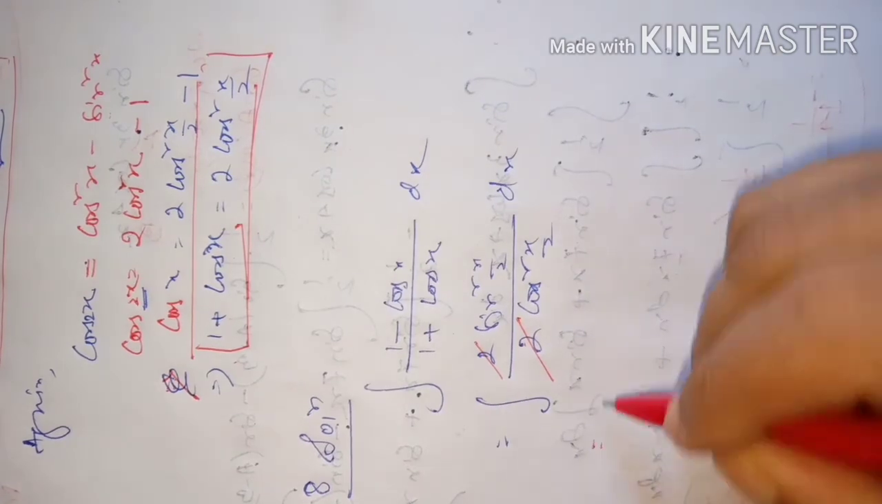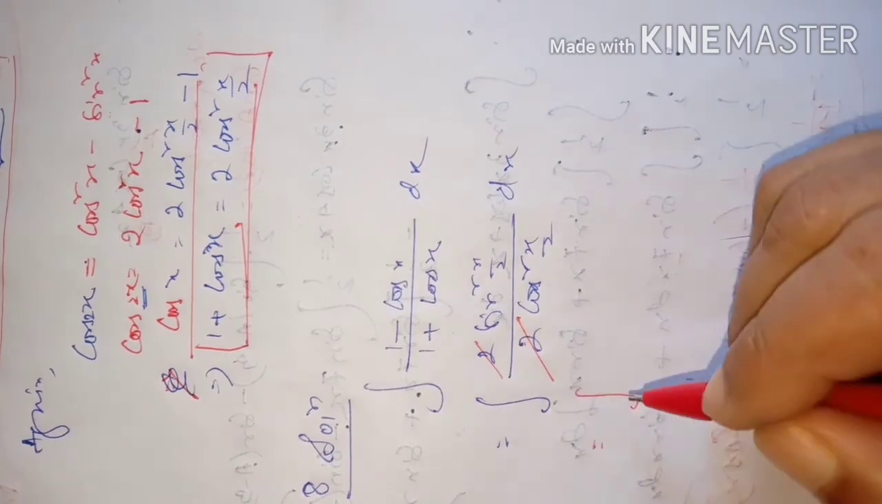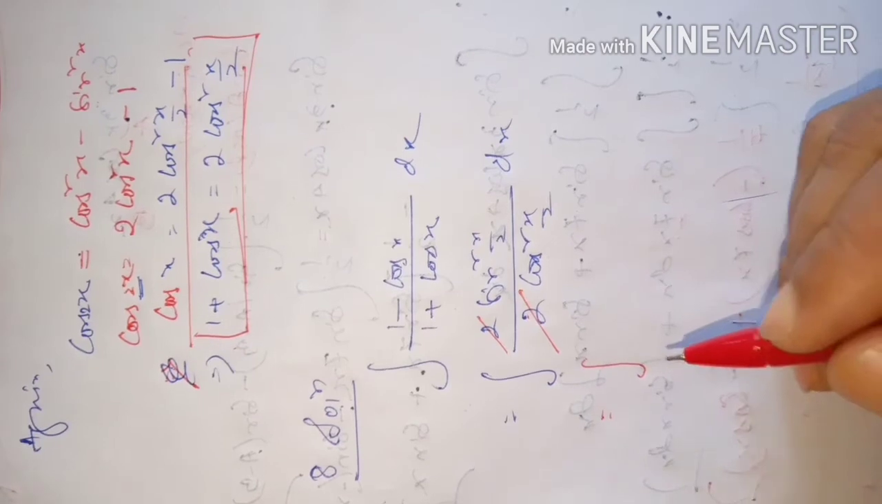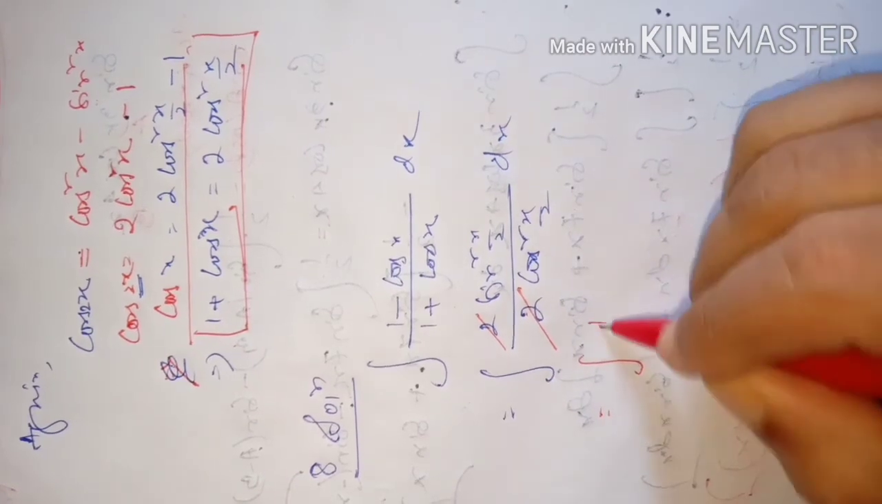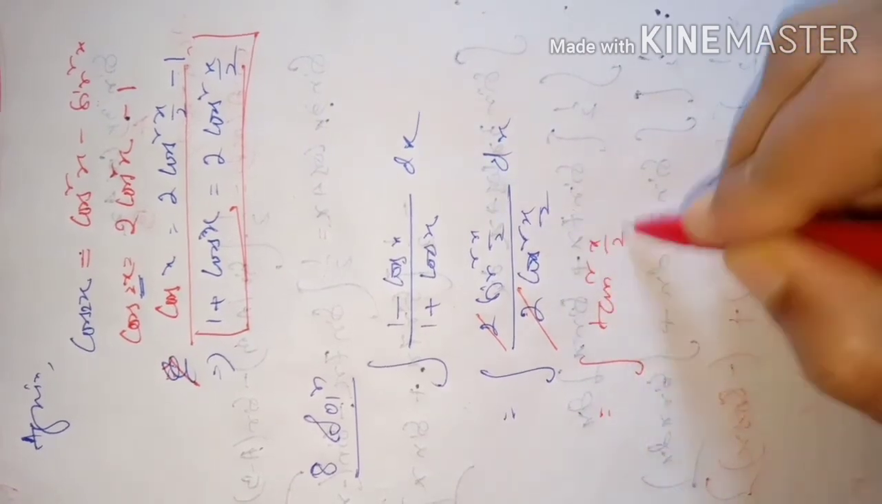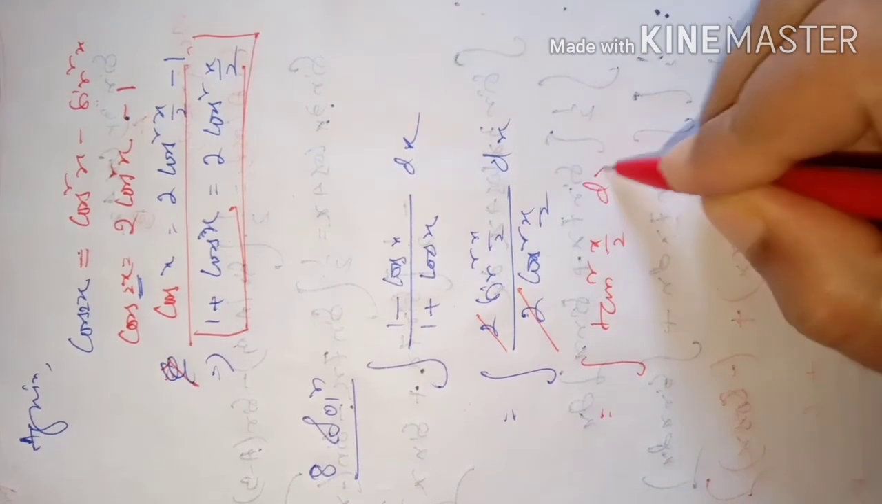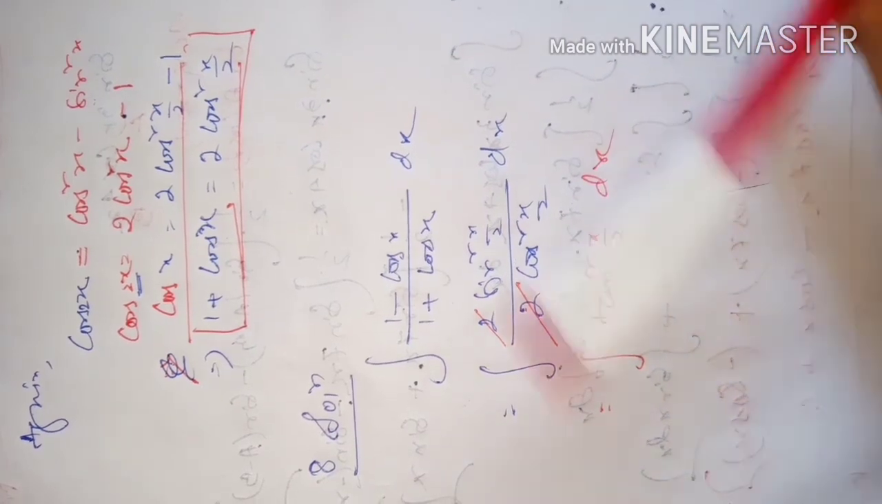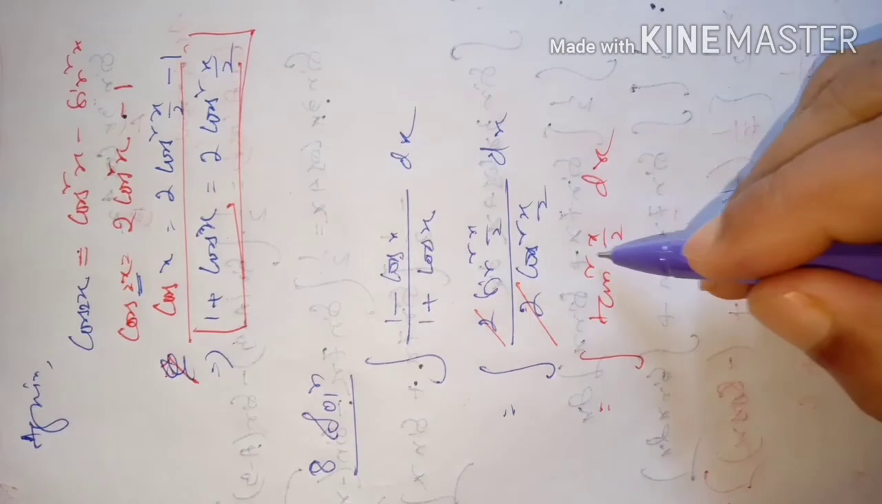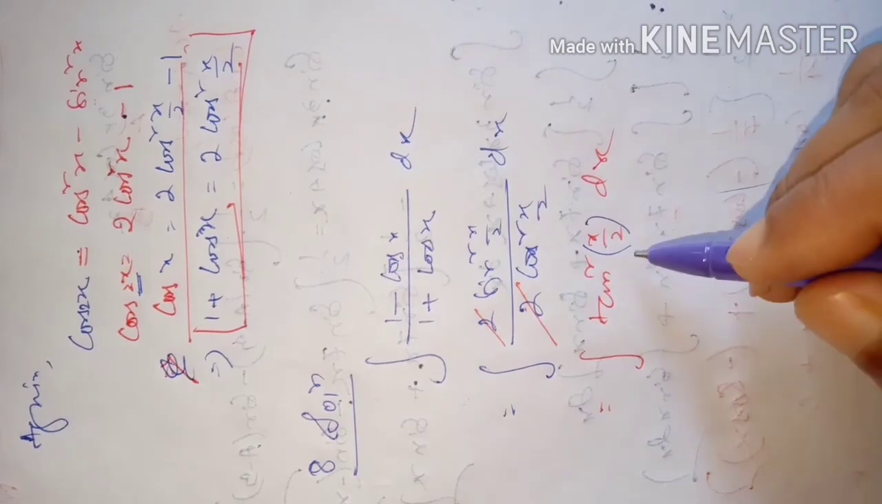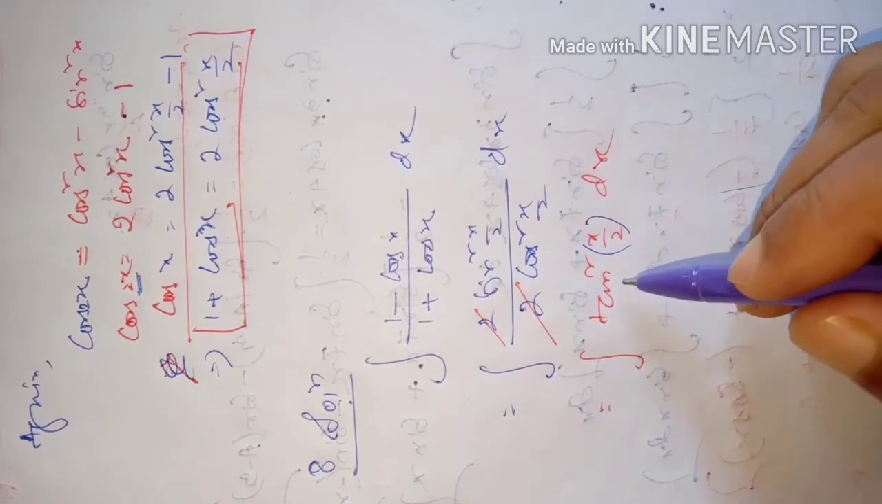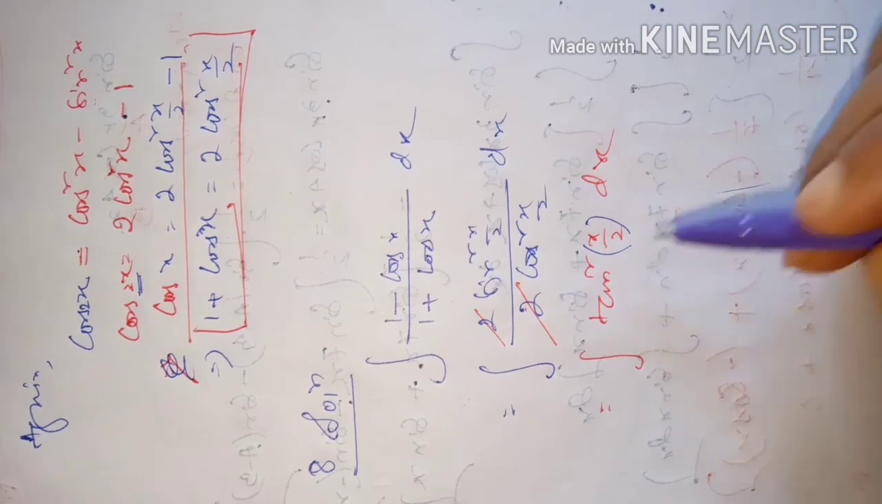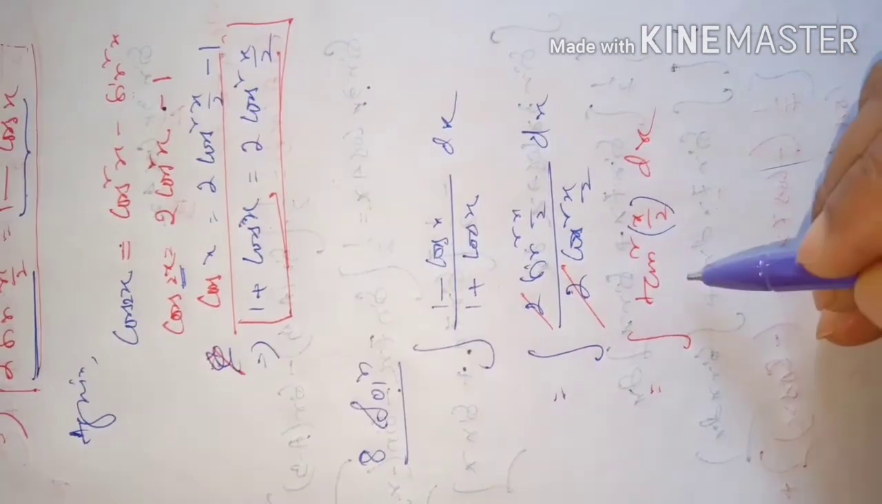Then it will be integration of tan square x by 2 dx. Now you see, if we treat this x by 2 as t, and tan square we can write in terms of sec also, so that way we can proceed.